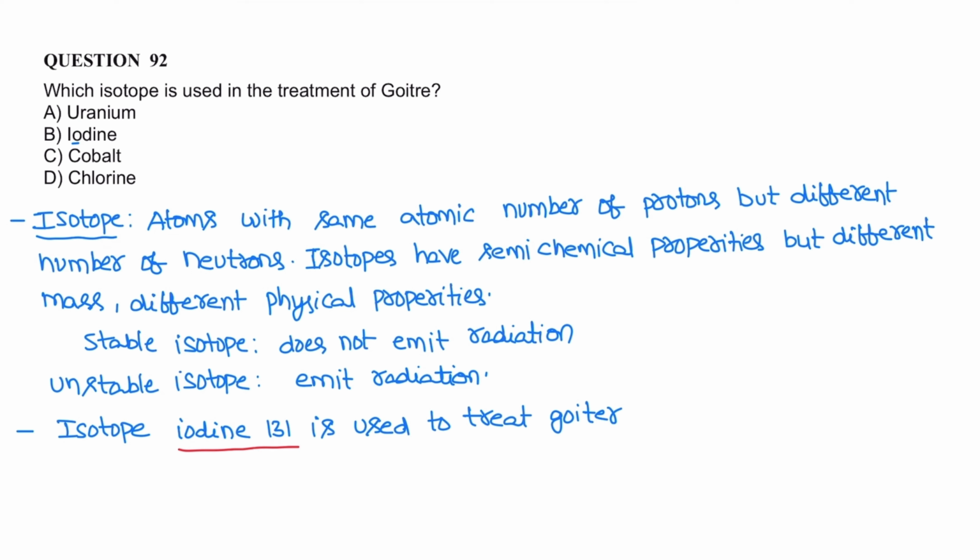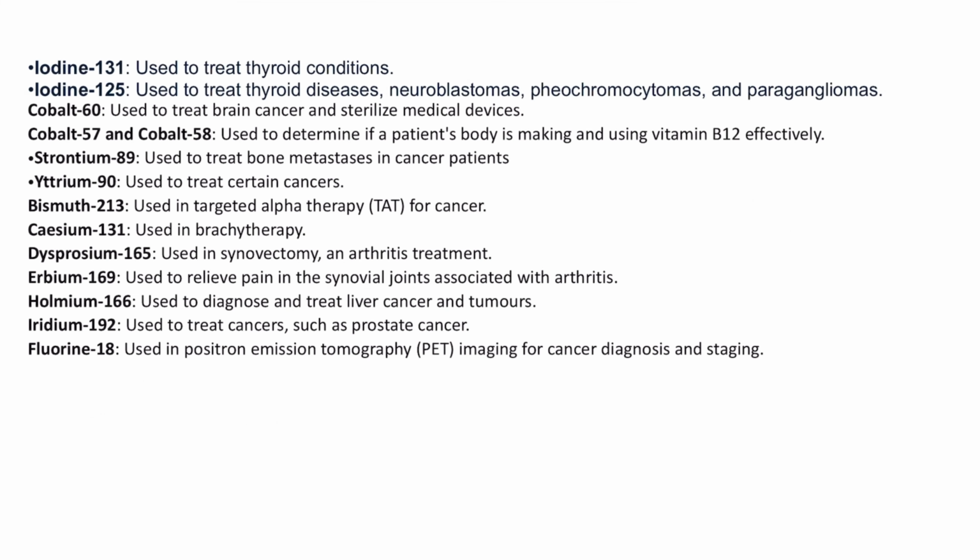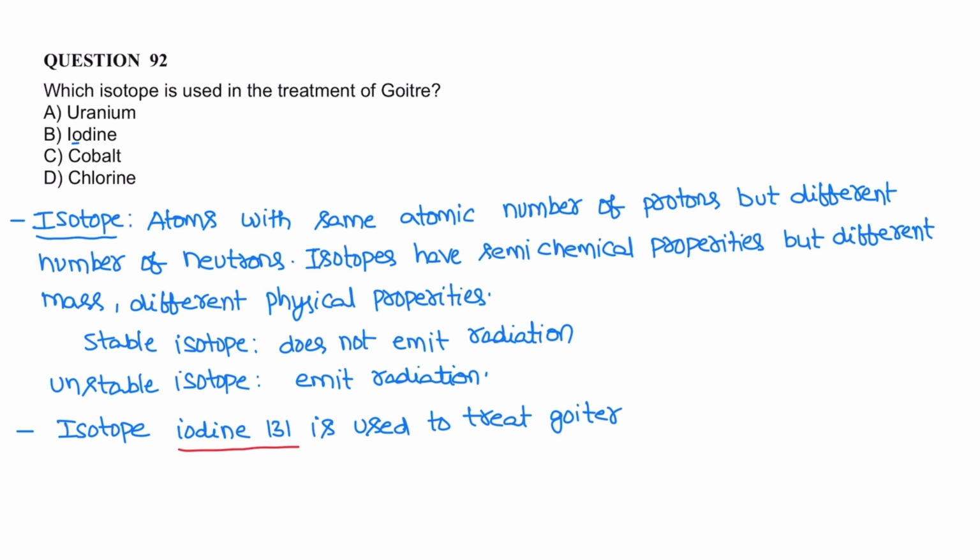So let us see some more points related to isotopes. Iodine 131 is used to treat thyroid conditions. Iodine 125, cobalt 60 to treat brain cancers, cobalt 57, 58, strontium 89, yttrium 90, bismuth 213, cesium 131. There are different isotopes which are used for different medical treatments. So the correct option for treatment of goiter is the iodine 131 isotope, or simply iodine isotopes.